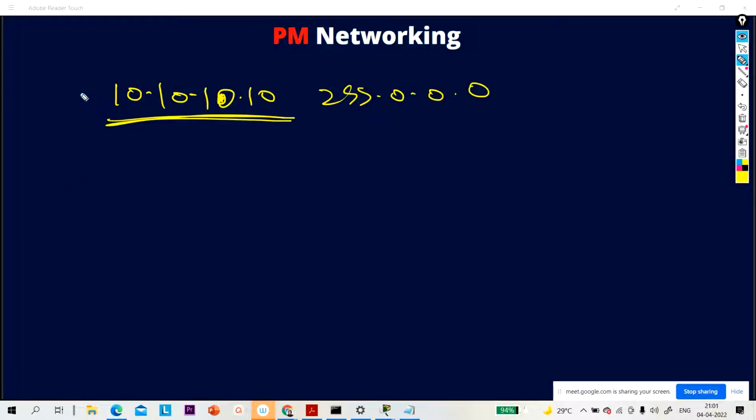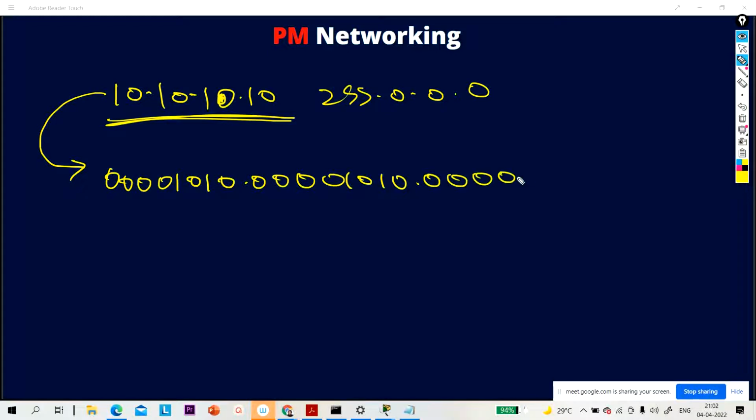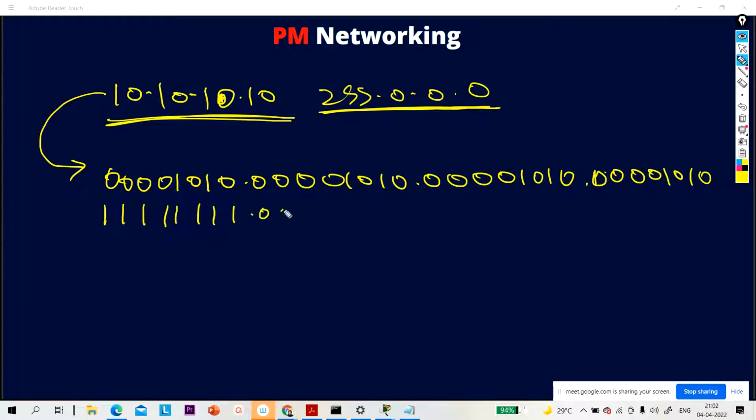So guys, if I convert this IP address into binary, what will be the binary? 00001010, right? Again 00001010, 00001010, 3 times. What will be the binary of this subnet mask? 11111111 and 00000000, 00000000, 00000000, right?